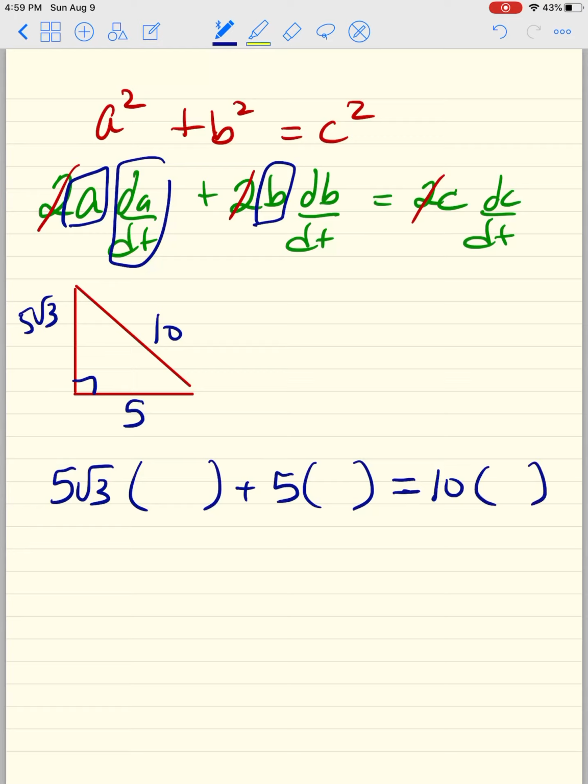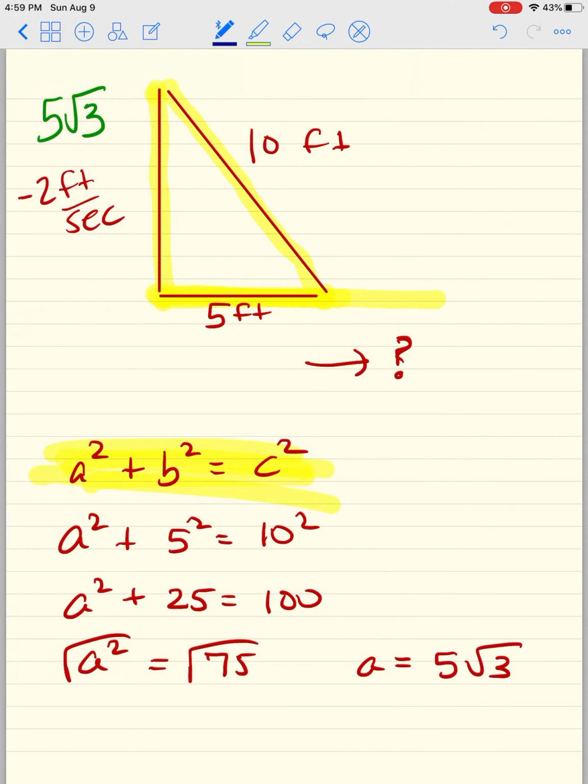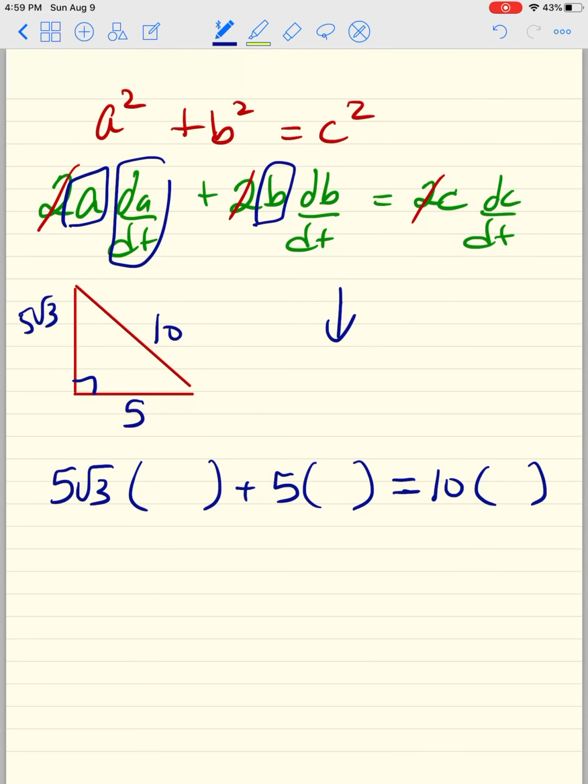Well, let's talk about this. I told you that the ladder was sliding down, and it was negative 2 feet per second. So I'm going to put the negative 2 right there, okay? Now, I need to work with units, but I'm just going to leave it alone for a second. Okay, dB/dt is what the question's asking. How fast is this bottom moving this way? So I'm just going to leave dB/dt.